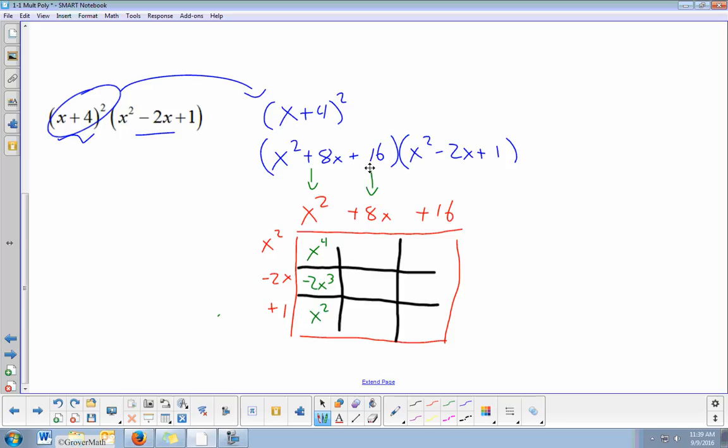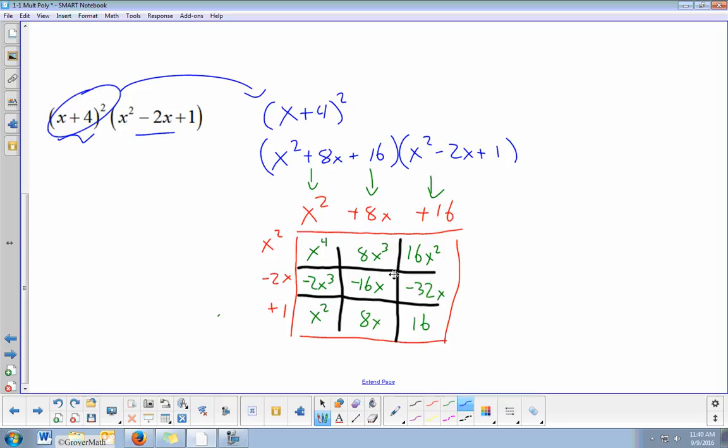Then this column, 8x times x squared is 8x cubed. 8x times negative 2x is negative 16x. 8x times 1 is 8x. 16 times x squared is 16x squared. 16 times negative 2x is negative 32x. And 16 times 1 is 16.